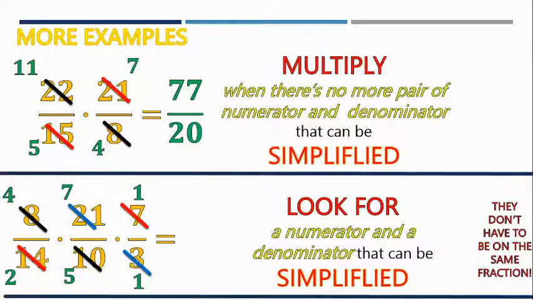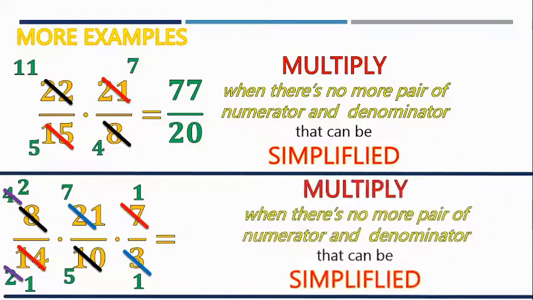Now, kindly look for a pair of numerator and denominator that could still be simplified. So basically 7 and 5 could no longer be simplified, but I could still simplify 4 and 2. So 4 and 2, if I cancel that out or simplify, I will get 2 and 1. So you could still do that. Again, as long as you could still see a pair of numerator and denominator that can still be simplified, you can continue doing cross cancellation, for us to arrive at our simplest answer or lowest term answer.